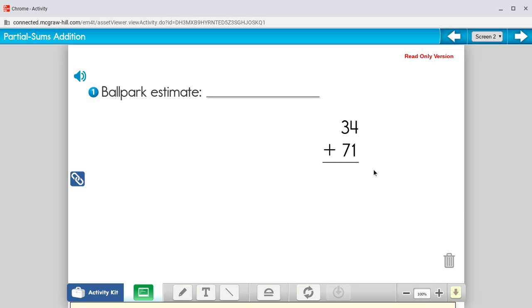This is the most important part. So what you're going to do is solve each one of these. You're going to need your whiteboard or pencil and paper. Okay, I'm going to go through each one.